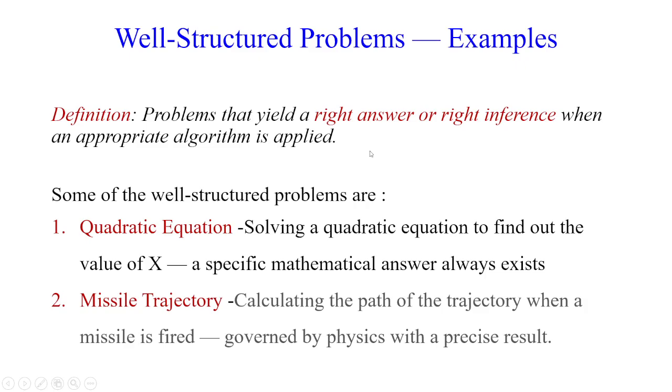Now we'll take one more example, that is missile trajectory calculation. When a missile is launched, its path through the air is governed entirely by the laws of physics. It involves gravity, initial velocity, angle of launch, etc. These are called deterministic factors. Given the inputs, the trajectory can be computed precisely. So this has one correct answer. These are some examples of well-structured problems.